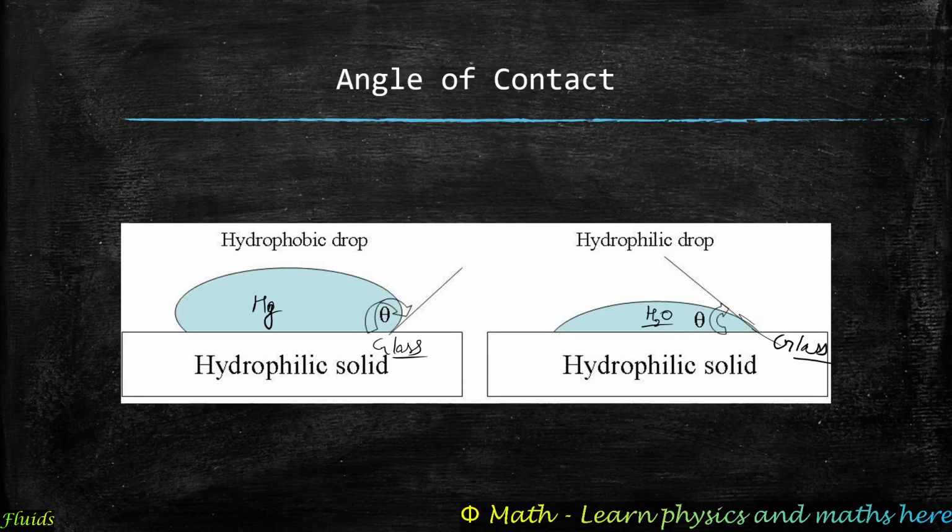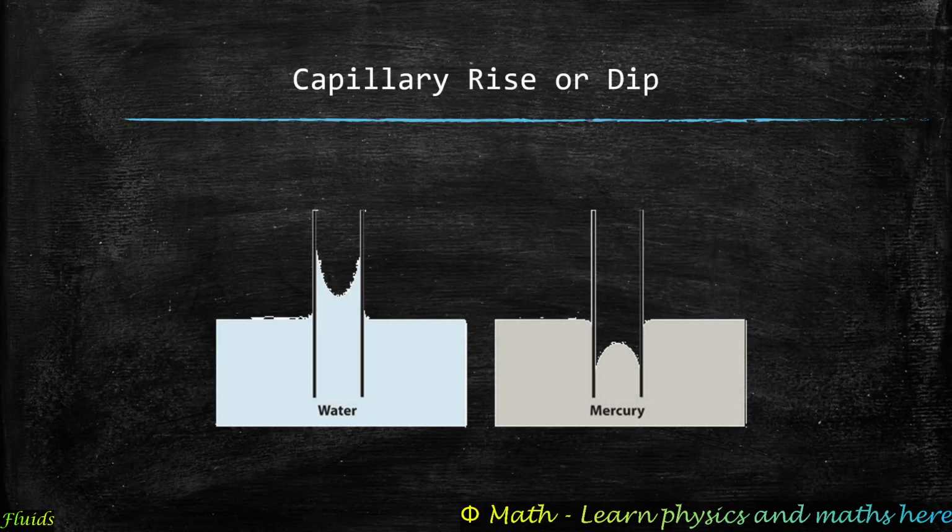Okay, so now what can we do with this? The thing that we can do with this is determine whether the liquid is going to rise or dip. So this is just the angle of contact, which is a very simple thing. Now let us look at capillary rise or dip.